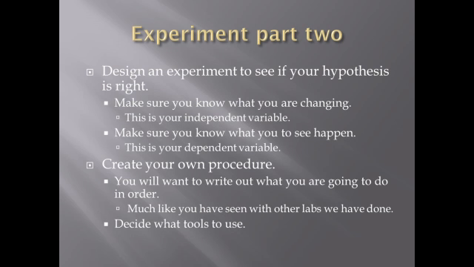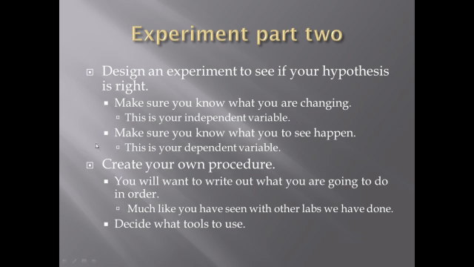Okay, the next step. You want to design an experiment to see if your hypothesis is right. So the first thing you have to do is make sure you know what you're changing. Know what is different from one part of the experiment to the other part of the experiment. And this right here is your independent variable.